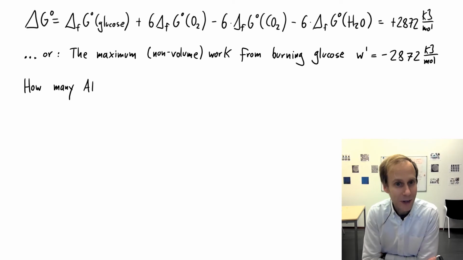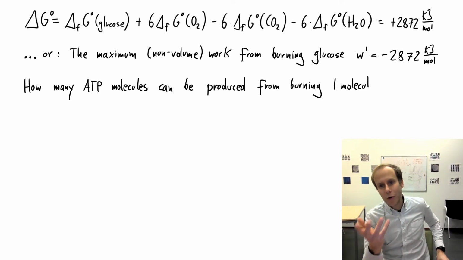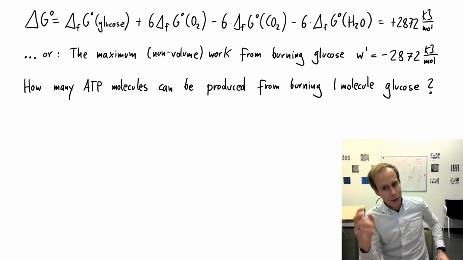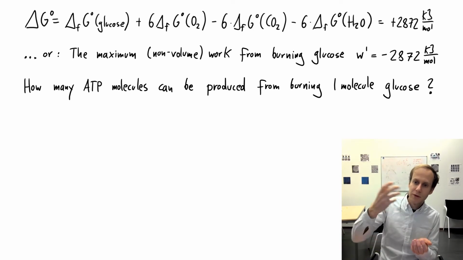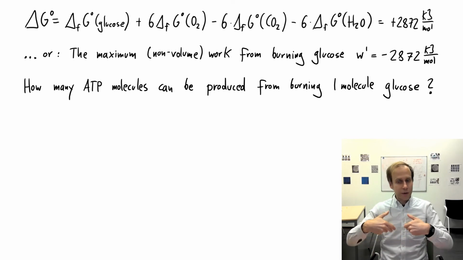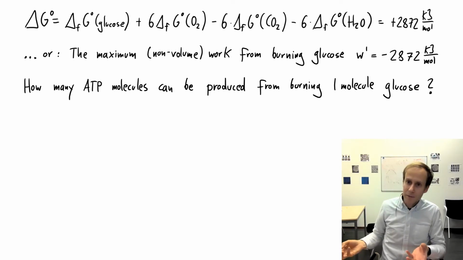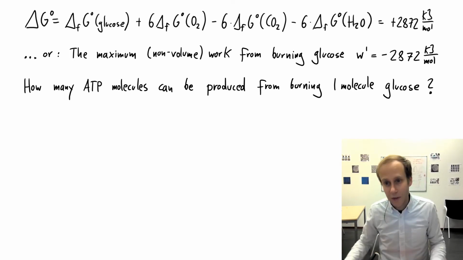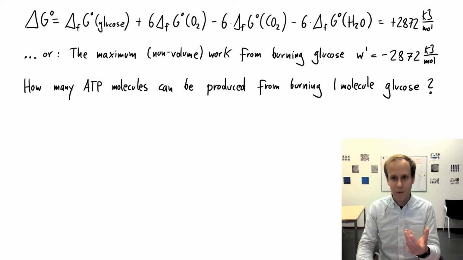So what I'd like to know now is how many ATP molecules can be produced from burning one molecule of glucose. I know I told you earlier that you can synthesize ATP based on a proton concentration gradient with these membrane proteins, but there are also other machineries in the cell that synthesize ATP via the combustion of glucose. And now that we know the maximum non-volume work that the combustion of glucose can provide, we can look at how many ATPs we can get from that.